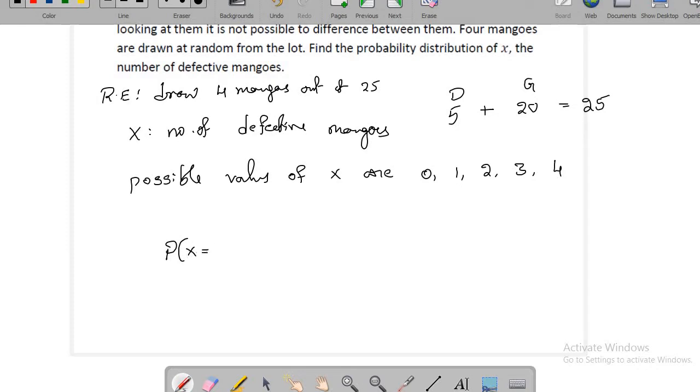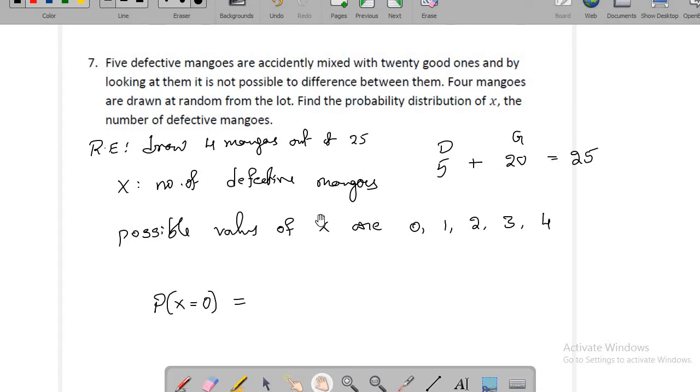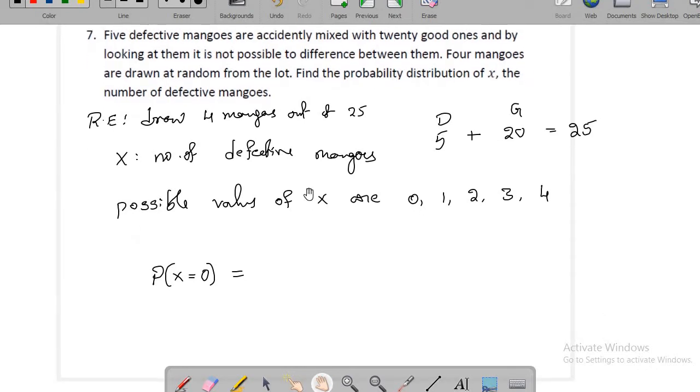So probability that x equal to 0. It means we don't want any defective mango to come in this selection. So how many of them you are selecting? You are actually selecting 4 out of 25. So there are only 20 good mangoes. So 20 choose 4 by 25 choose 4. So this is the probability that x equal to 0. Okay, we need to simplify.